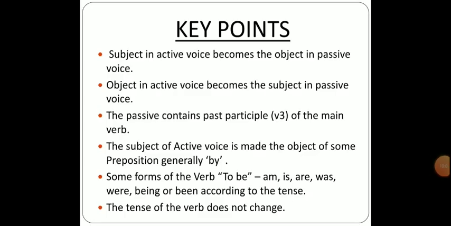The next point, some forms of the verb to be could be changed in am, is, are, was, were, being or been according to the tense. Now remember, am, is, are is used for present tense, was, were is used for past tense, and being and been are used for perfect tenses. Being is used for continuous and been is used for perfect tense.